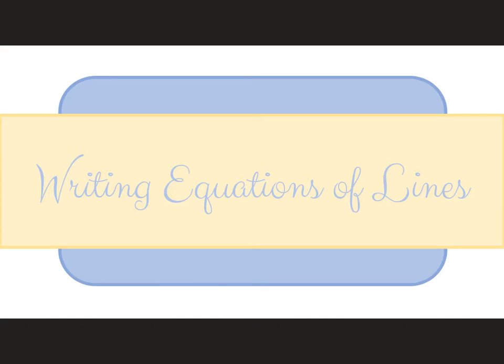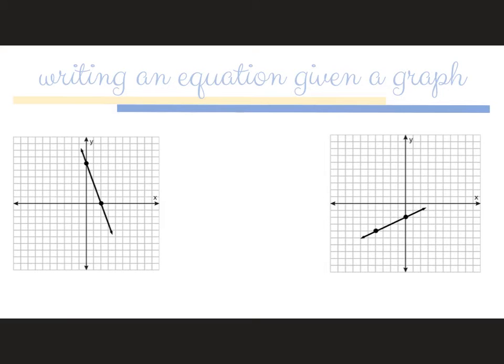This video covers writing equations of lines, so we'll learn, given different sets of information, how to write an equation of a line. The first example we'll talk about is writing an equation given a graph. The first piece of information we would want to remember is that we are going to be writing these equations in slope-intercept form, which is y equals mx plus b.